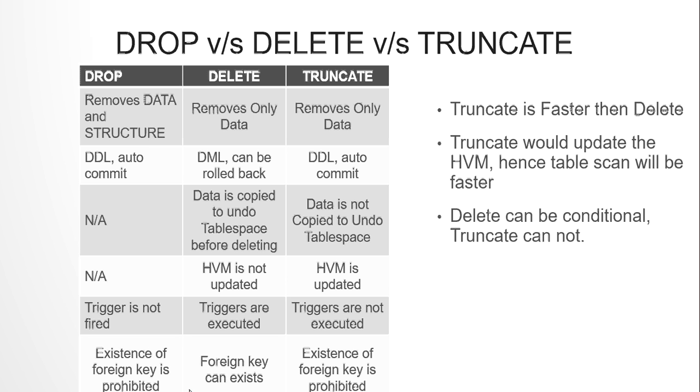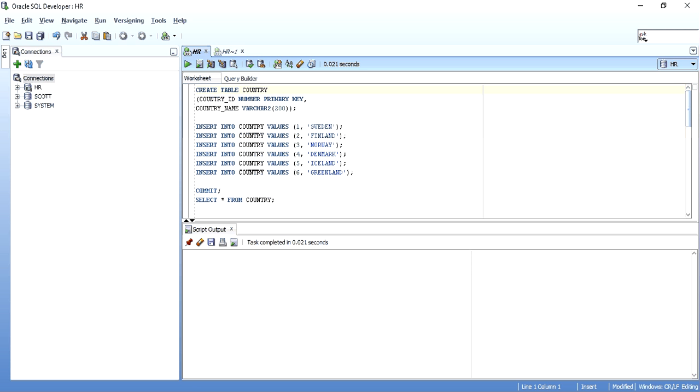So let me get into my SQL Developer. I'm creating a table called country. I'm making the country ID a primary key, and the country name is a varchar2 with 200 size. So I'm creating this table, and as you can see, the table is created over here.